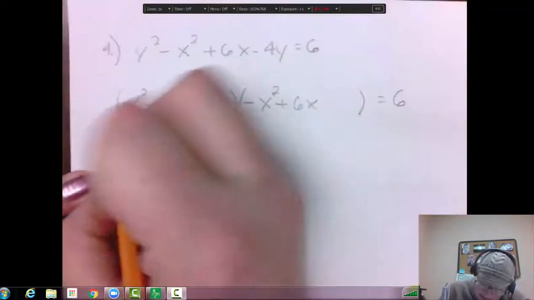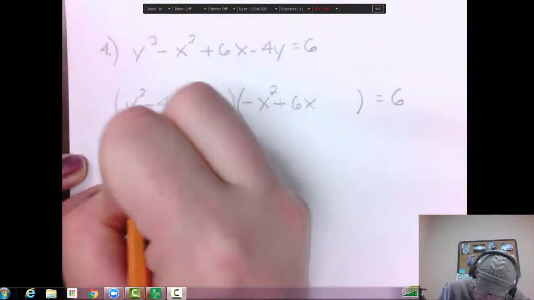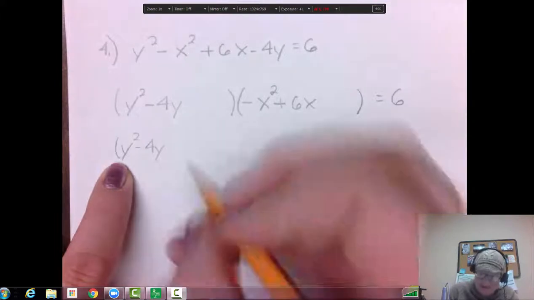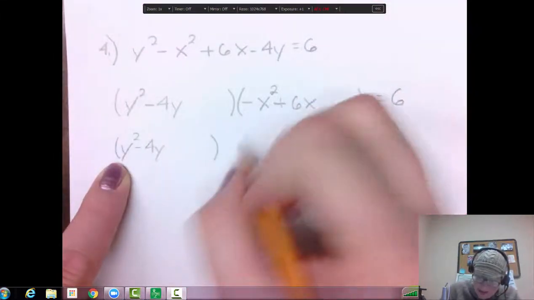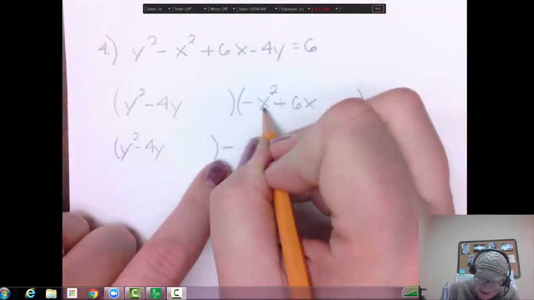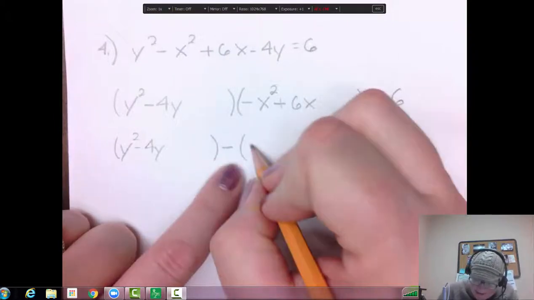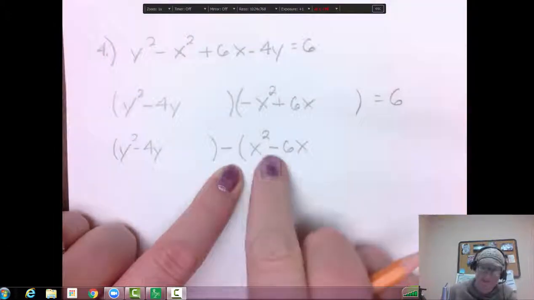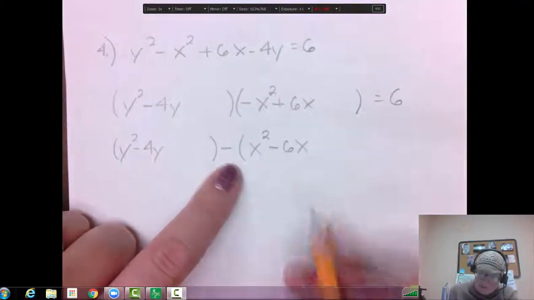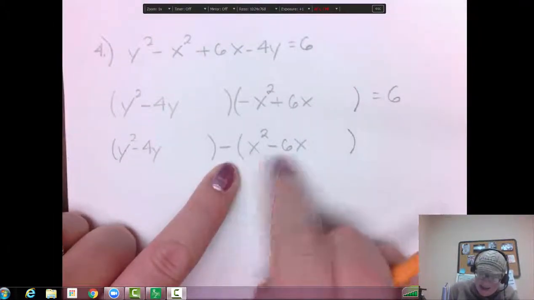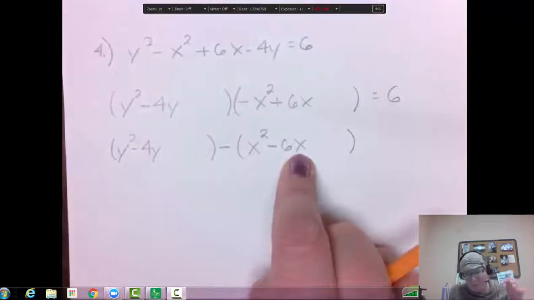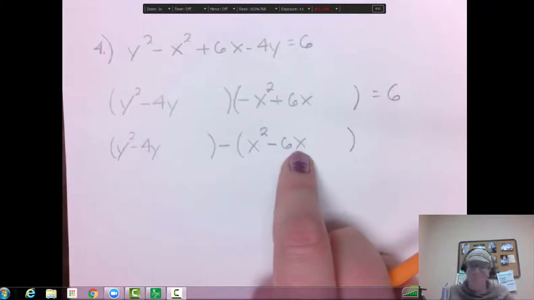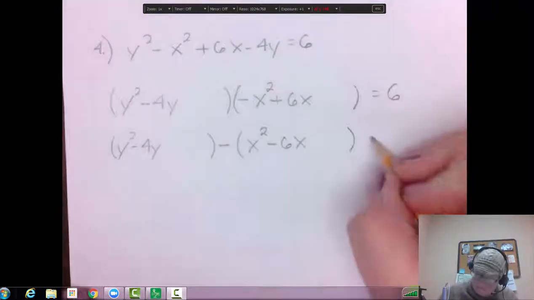So let me keep this first one the same. We don't have any numbers, so there's nothing in front of y squared, so we don't have to take anything out, so that one's a little easier. And what I'm going to do here is take out the minus, and that's going to make the x squared positive, but it's going to change the sign of the 6x. Okay, so all I'm doing is factoring out a negative from the x squared, but I have to remember to change that sign of the 6x. So that's where most people will make a mistake on that one.